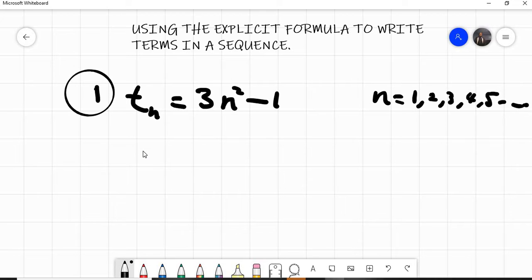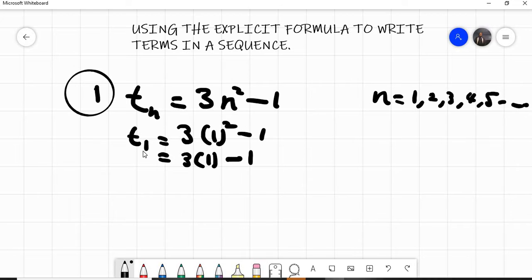So first we write T1. When we see n in the formula, we substitute 1. T1 is going to be 3 times 1 squared, minus 1. So this is 3 times 1, since 1 squared is just 1, minus 1, which is 3 minus 1. That will give us 2. So the first term is 2.